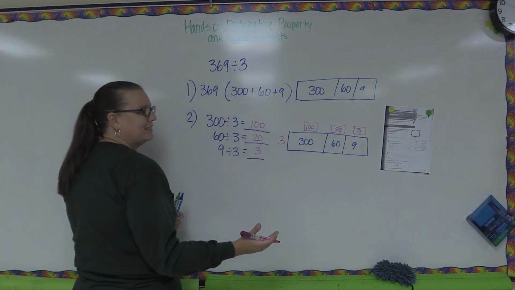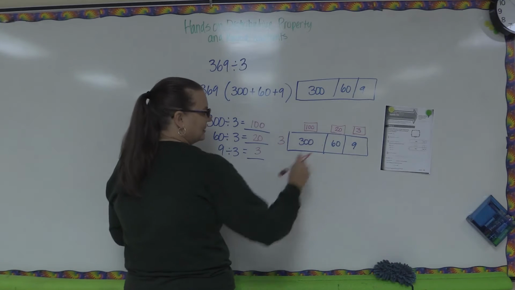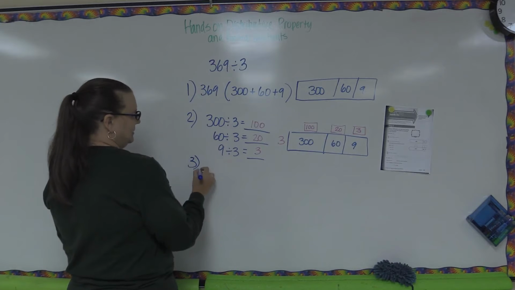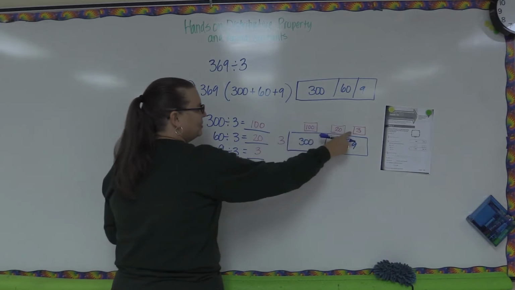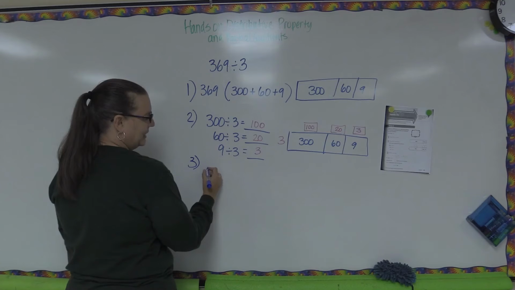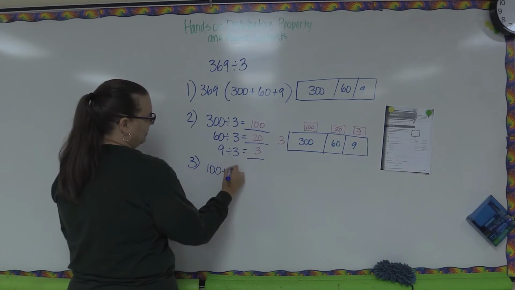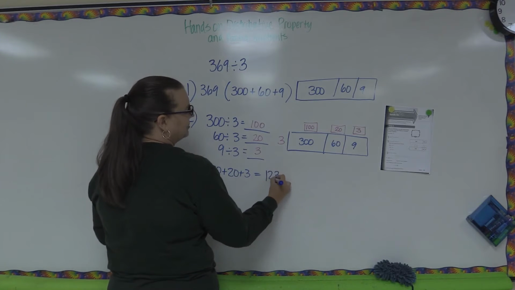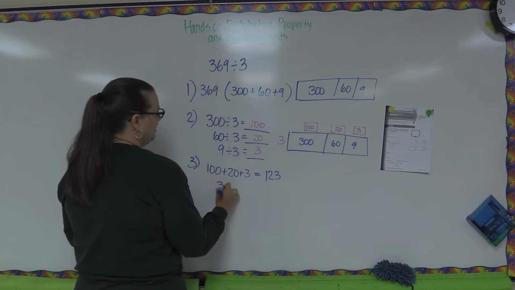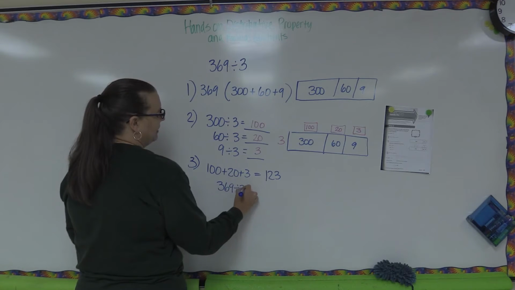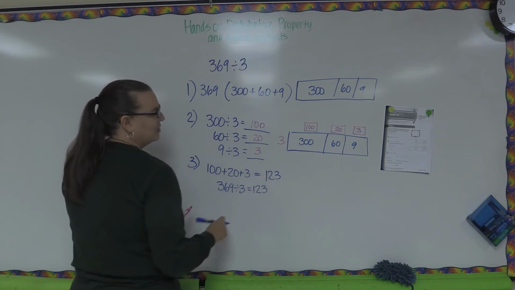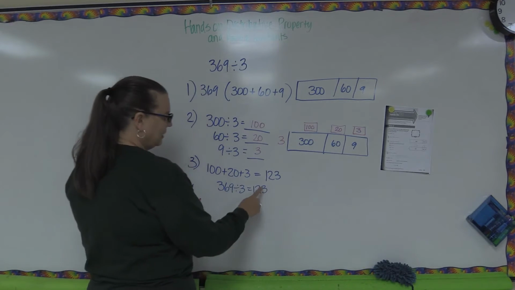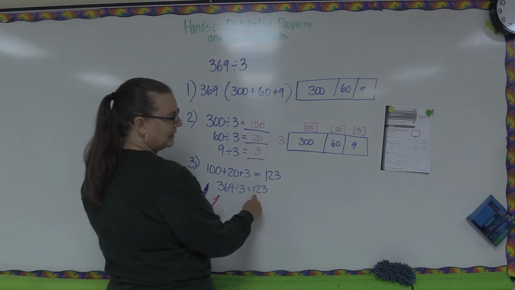What you do to find the answer is you add these quotients. So that was step number 3 on your paper. Step number 3 was to take these pieces that you just made right here and add them together. So we have 100 plus 20 plus 3, and that equals 123. So 369 divided by 3 is equal to 123. All right? So he can put 123 beads on each necklace.